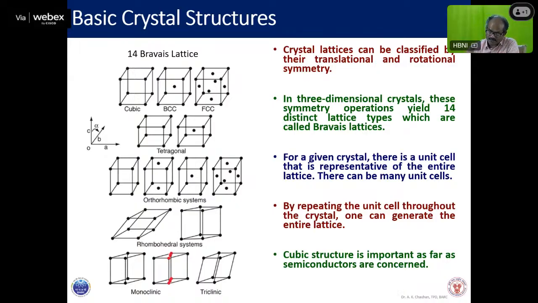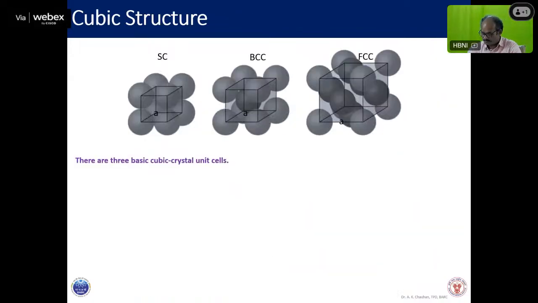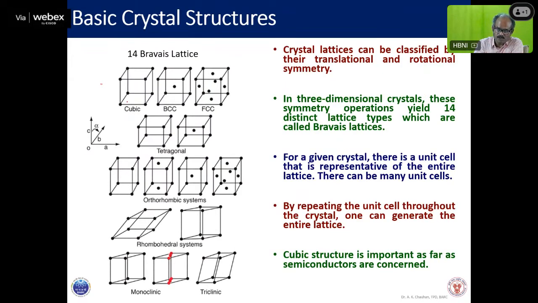Now, as far as the semiconductor materials are concerned, mostly cubic structure is important. In some cases, hexagonal also, that is wurtzite kind of structures. But we will just see some cubic structures which are important for us. We should just keep in mind. So cubic is, as we see here, so this is cubic. It has 3 Bravais lattices: simple cubic, body-centered cubic, and face-centered cubic.